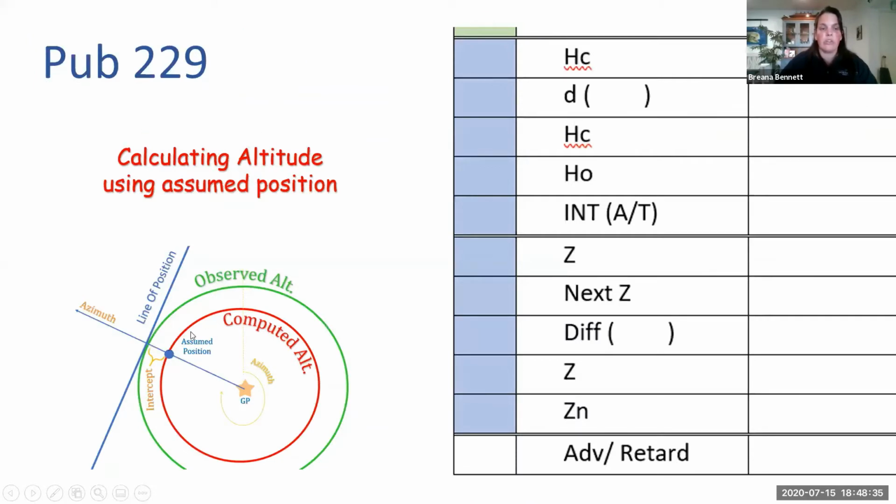And that is where we are creating that assumed position and calculating an altitude using the assumed position. So then we can get our intercept, which is that distance from our assumed position so we can draw in our line. And we also calculate azimuth, or that bearing line. So ZN is our bearing. HC, HO intercept is that distance. So we use the Pub 229 to find our intercept and our azimuth.